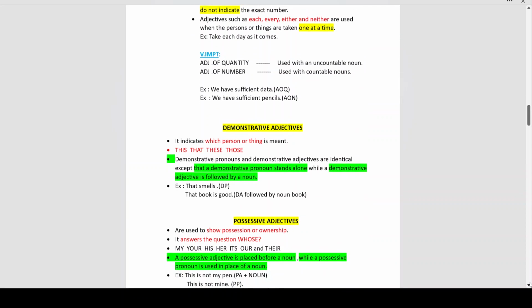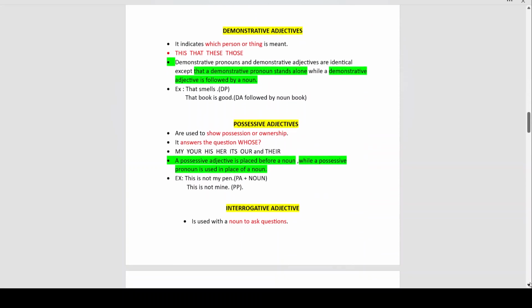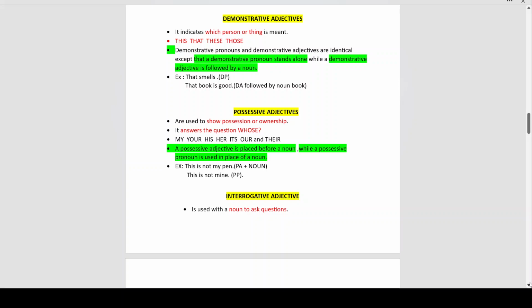Next, we come over to demonstrative adjectives. Now, what do demonstrative adjectives do? They indicate which person or thing is meant or whom we are showing. Like, what are the words which we use to show or demonstrate? Demonstrate means to show. So, the adjectives which are used are this, that, these, and those. Now, demonstrative pronouns and demonstrative adjectives are identical, except that a demonstrative pronoun will stand alone, while a demonstrative adjective is followed by a noun. Now, for example, that smells is just a demonstrative pronoun, where that is used as a demonstrative pronoun in the sentence.